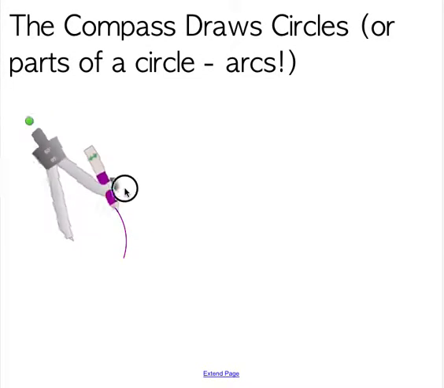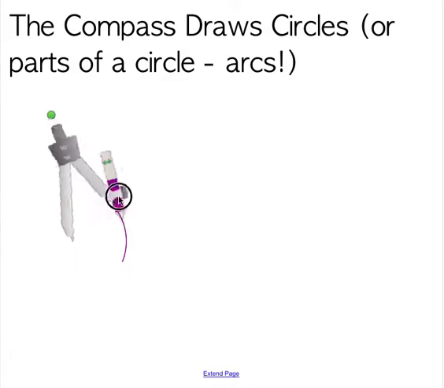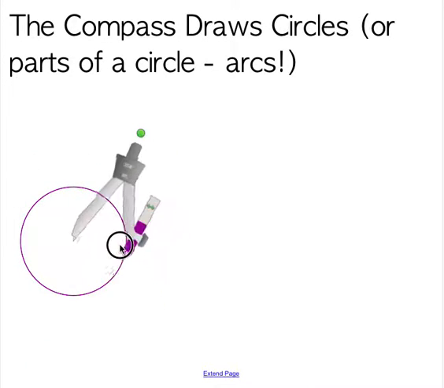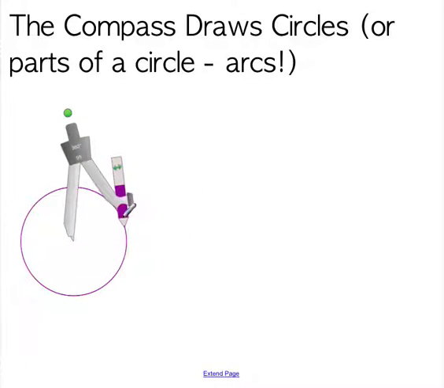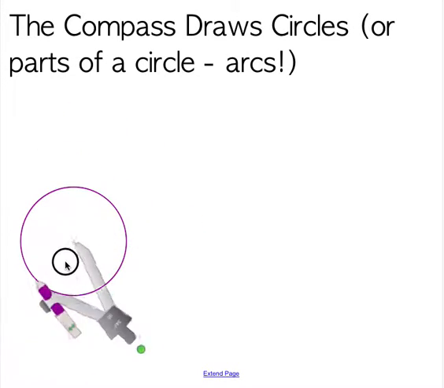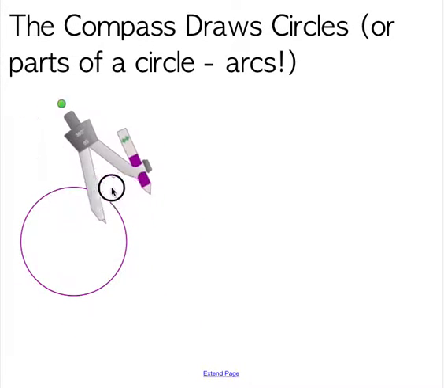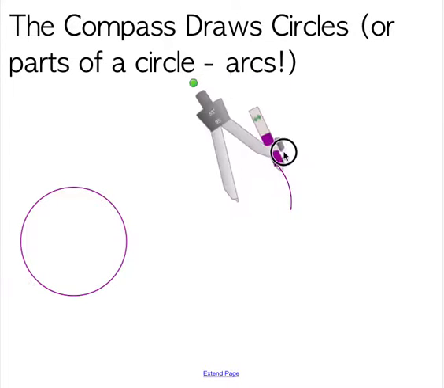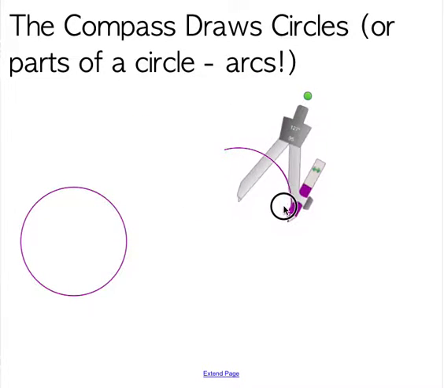Part of a circle is called an arc, and you can see that the center of this circle, if I drew the whole thing, is where my sharp tip is, and then the pencil draws the actual circle itself, or the circumference of the circle. But I don't have to draw a whole circle. I can just draw a little bit. I can draw a half circle.